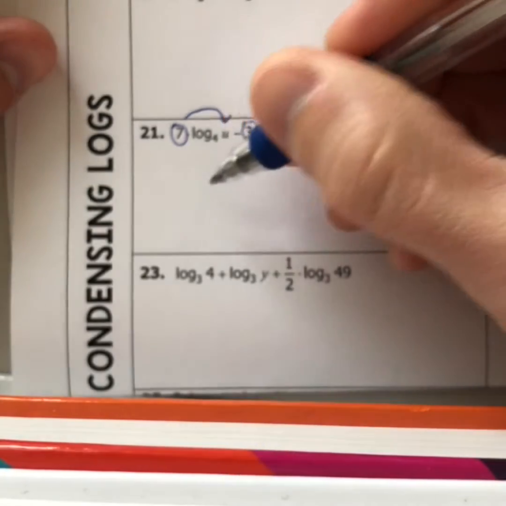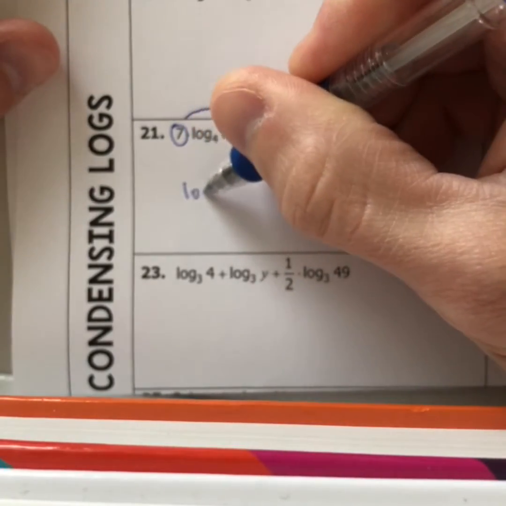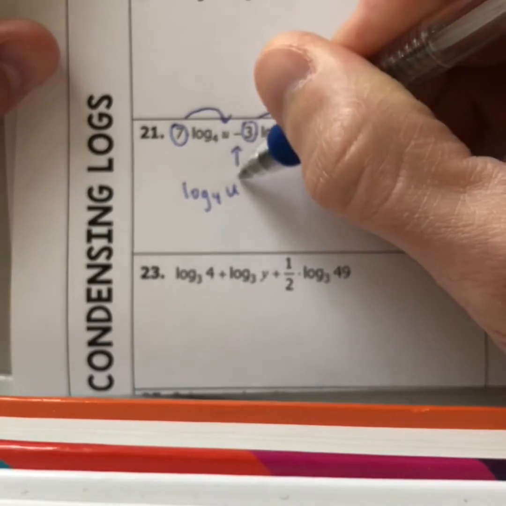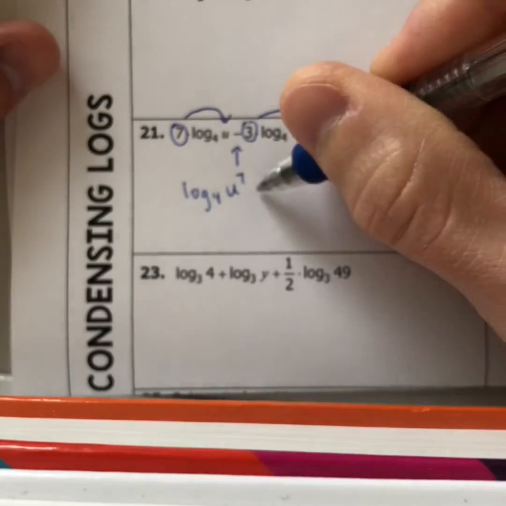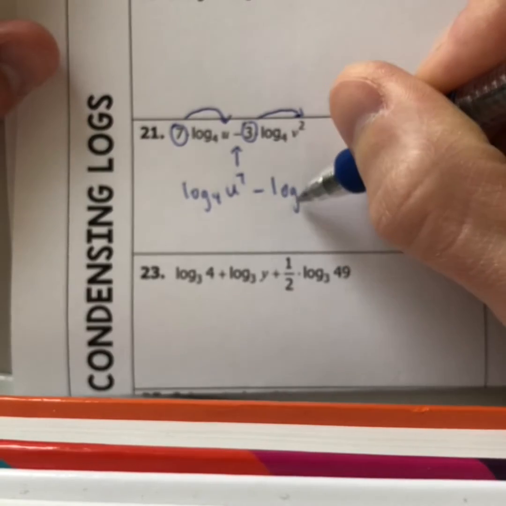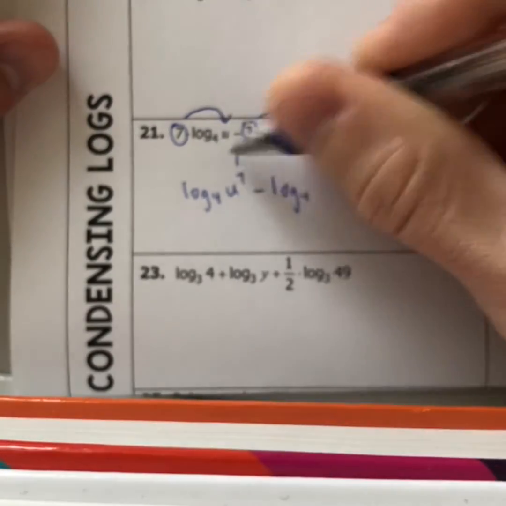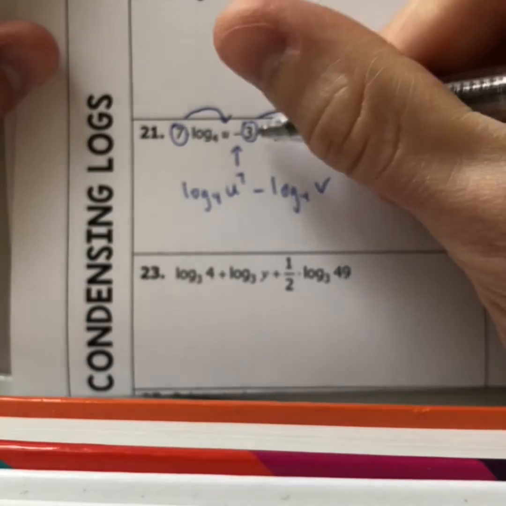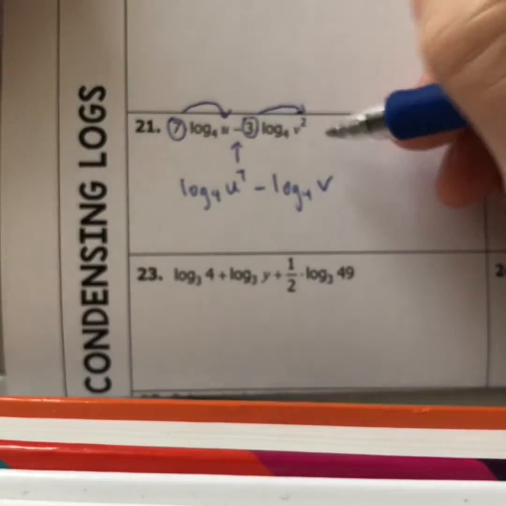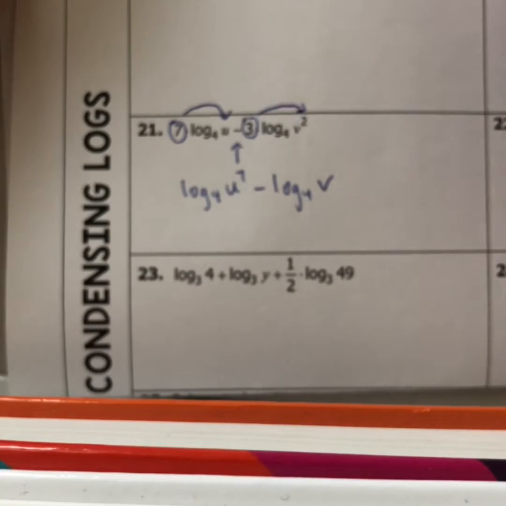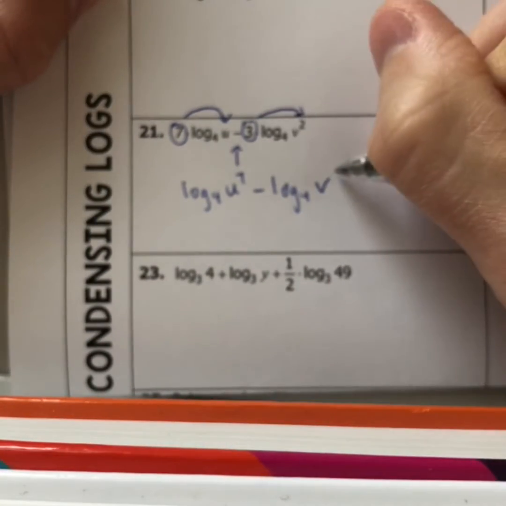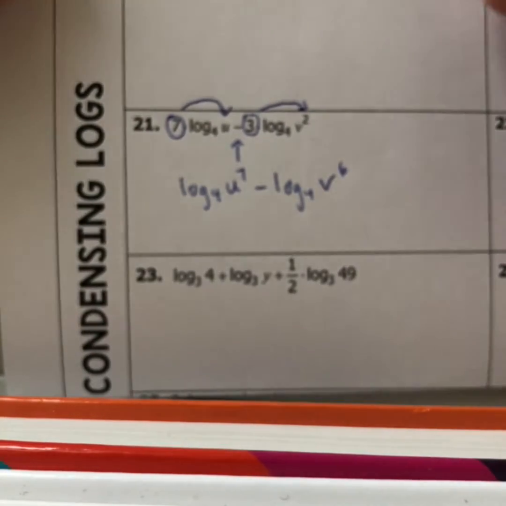All right, so let me first take log base 4 of u. I'm going to move that 7 up there. Now it's u to the 7th, minus log base 4. They always have to have the same base, so you can't use these properties otherwise. v to the 2nd, and now we're moving a 3 up there as well, and we have to multiply those using that power rule. So 2 times 3 is going to get us v to the 6th up here.